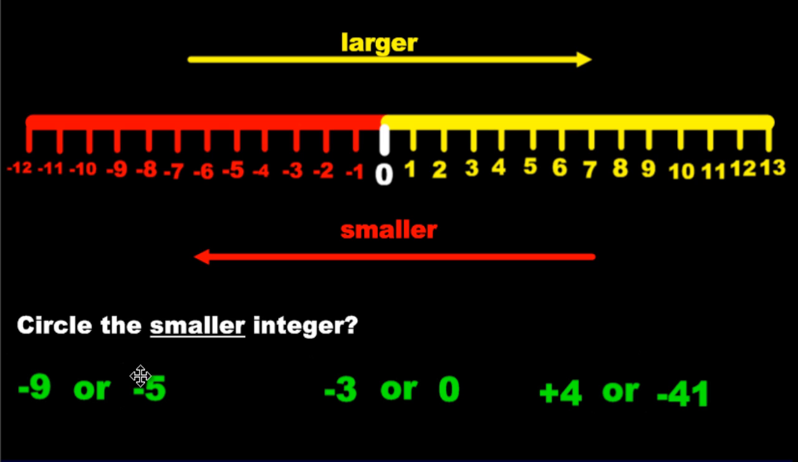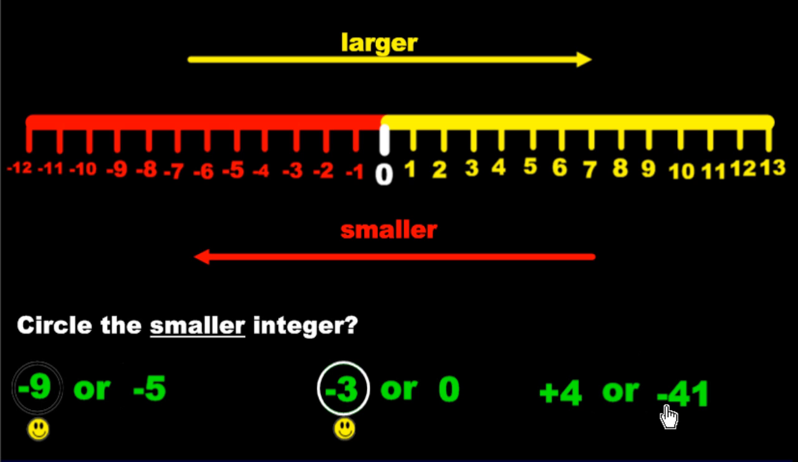Circle the smaller integer. We have negative 9 and we have negative 5. Which one is smaller? Smaller means you need to go that way. So negative 9 is more that way, so it's going to be smaller. It's not negative 5. This one's bigger. Negative 9 is it. We have negative 3 and 0, which is smaller? Smaller means go more to the left, so negative 3 is going to be the right answer. It's not 0.